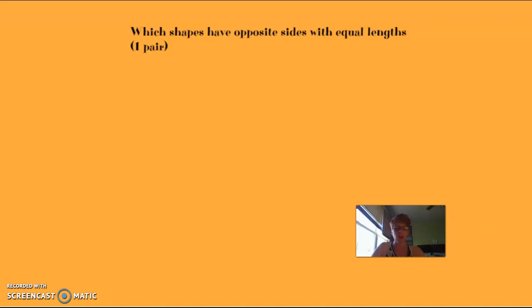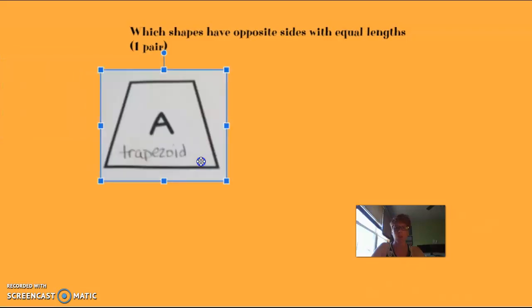Okay, if you are looking for shapes that have one pair of sides with equal lengths, you are looking for a trapezoid. Now I only have one trapezoid in front of me, you have three. But any of those trapezoids, all three would work. That means that we only have one pair of sides that are equal length. Let me point it out to you on this trapezoid.